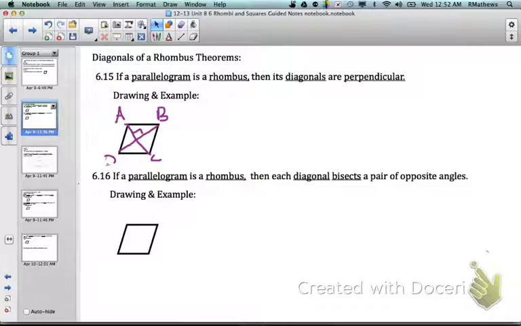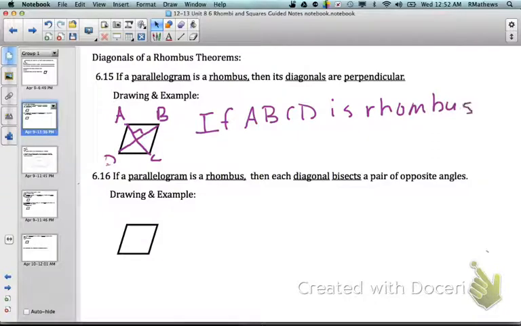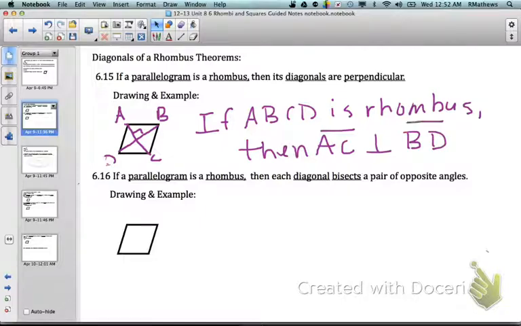I'm sorry, so if it's a rhombus, I said this backward. If ABCD is a rhombus, then AC is perpendicular to BD. So that if a parallelogram is a rhombus, then its diagonals are perpendicular, and that's always the case for all rhombi.